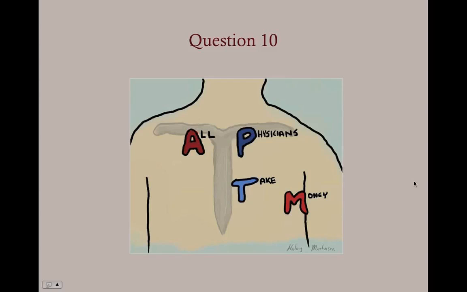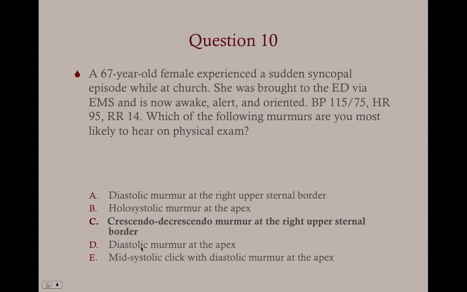So when you hear a diastolic murmur at the apex, you're hearing blood flowing through the mitral valve during diastole, and you know then you have mitral valve stenosis. And again, it's another valvular lesion. So a diastolic murmur at the apex is mitral valve stenosis.